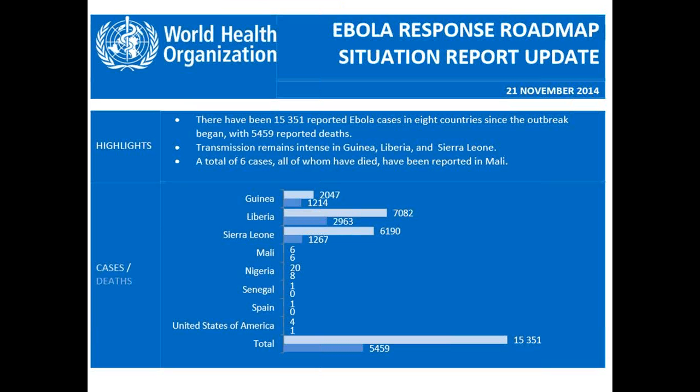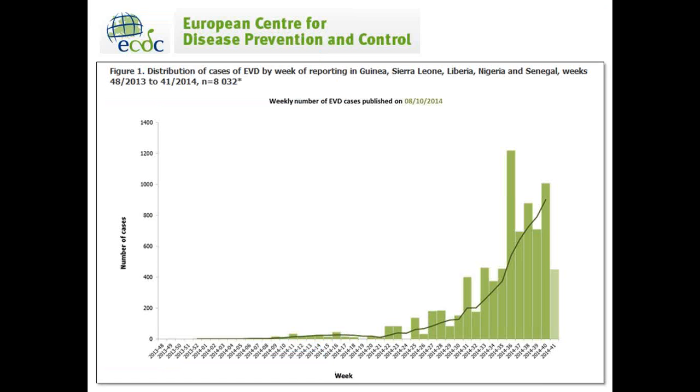So you may be talking about as many as 45,000 cases, as many as almost 16,000 deaths. It's unclear. But to put this into perspective, remember we had only 2,400 cases total in all of the Ebola epidemics up to this point, so it gives you some perspective. But where are we going?